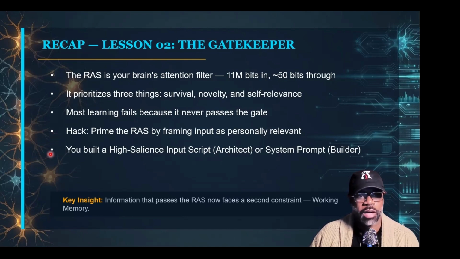And then finally, for our build objective, we had our architects and our builders build an input script and a system prompt, respectively. They were able to go into the requirements for each one of those, just to put that information into practice. Now, the key insight from last class is that the information that passes the RAS now faces a second constraint, the working memory, and that ties us into what we're going to be talking about tonight.